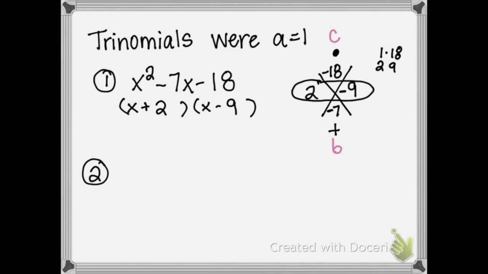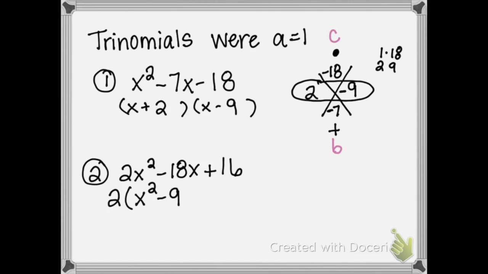Alright, so again, you need to make sure you still check for a GCF if there is one. So let's say that I have 2x squared minus 18x plus 16. So when I'm looking at this, I definitely see that there's a GCF of 2. So if I take 2 out, that's going to leave me with x squared minus 9x plus 8. So now this has become a problem where a is equal to 1, because when we took the GCF out, that made my a value 1. So we're still going to do that X chart.